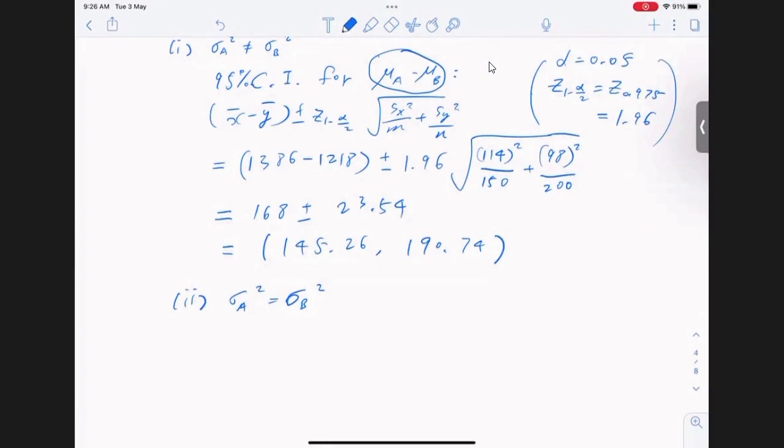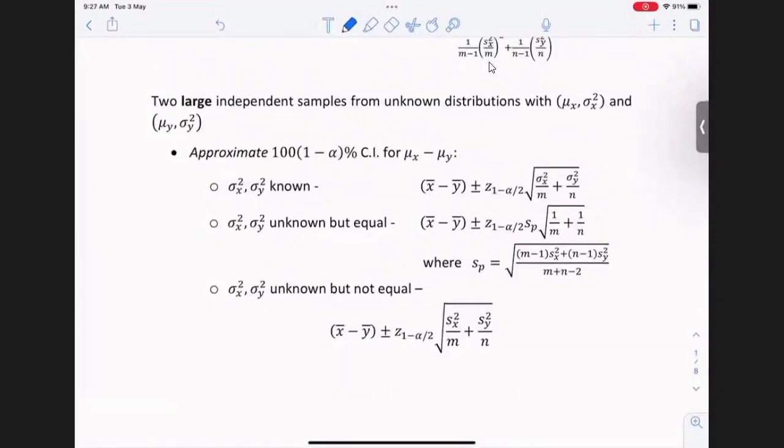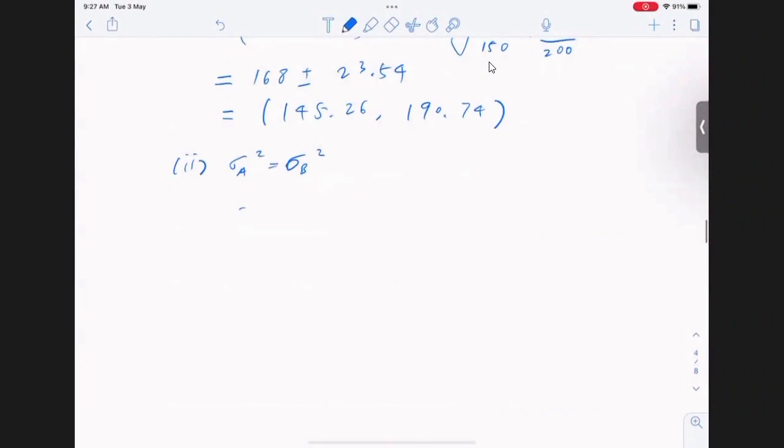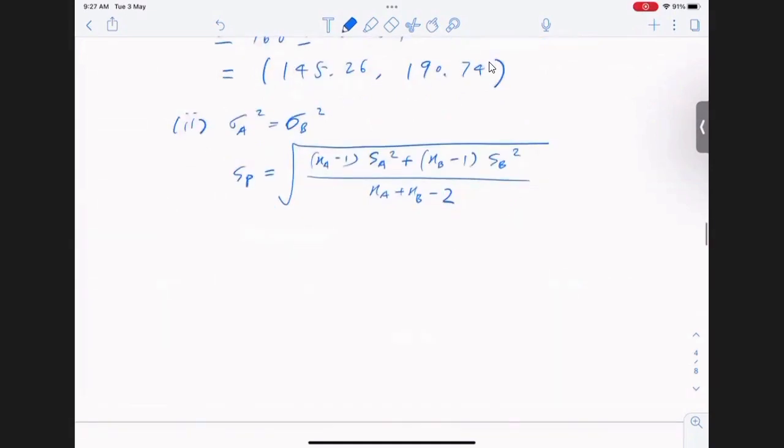Now, in case we assume that the population variances are equal, then we'll use this formula. Notice that this is not the T quantile, it is the normal quantile because we have large samples. So the first step is to compute a common or pooled sample standard deviation using this formula. Maybe I use nA and nB. So this is the formula for calculating the pooled sample standard deviation. So we put everything into the formula.